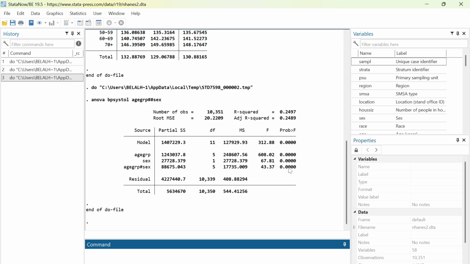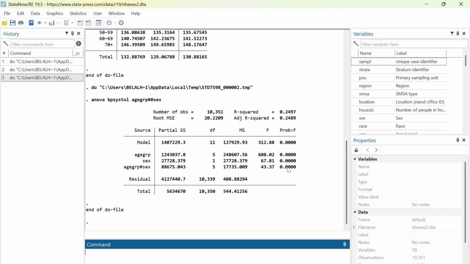So what does that mean for our results? Let's start from age group. As it is significant, we can say that at least one of the age groups is significantly different in terms of mean systolic blood pressure. And the same goes for sex. We know that there's a significant difference between male and female. So this is the main effect. But then for the interaction effects, we reject the null hypothesis of no interaction because it is statistically significant.